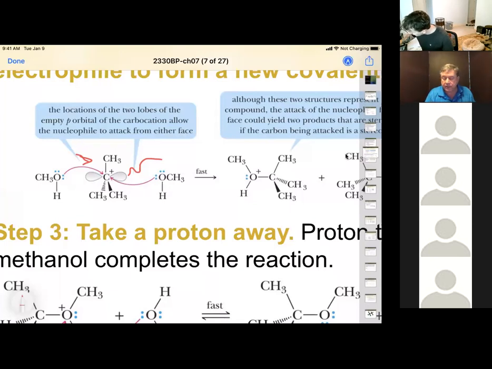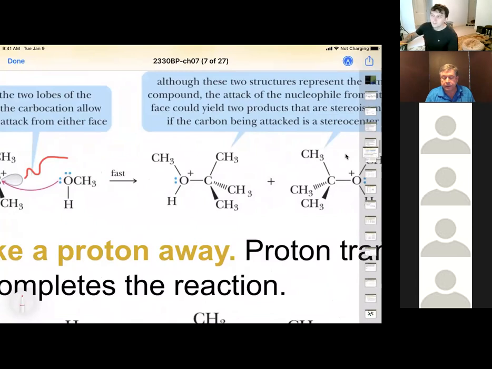So if it comes in from one side, what we end up with is our protonated species here. So this happens first. We form a new sigma bond with that lone pair, but that hydrogen hasn't left yet. Okay, and this is a very fast step.